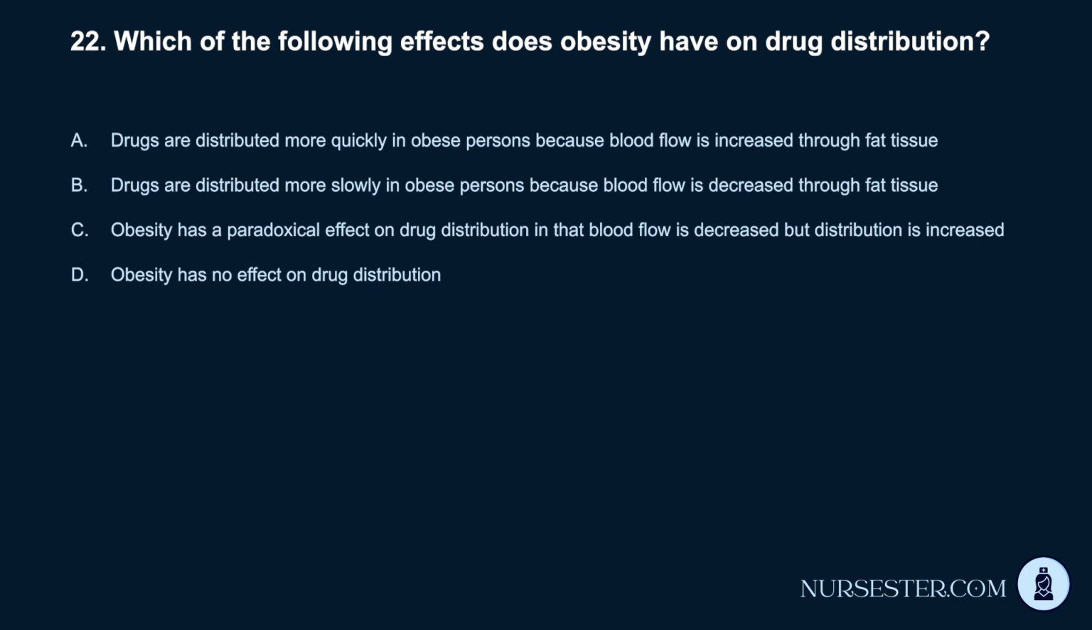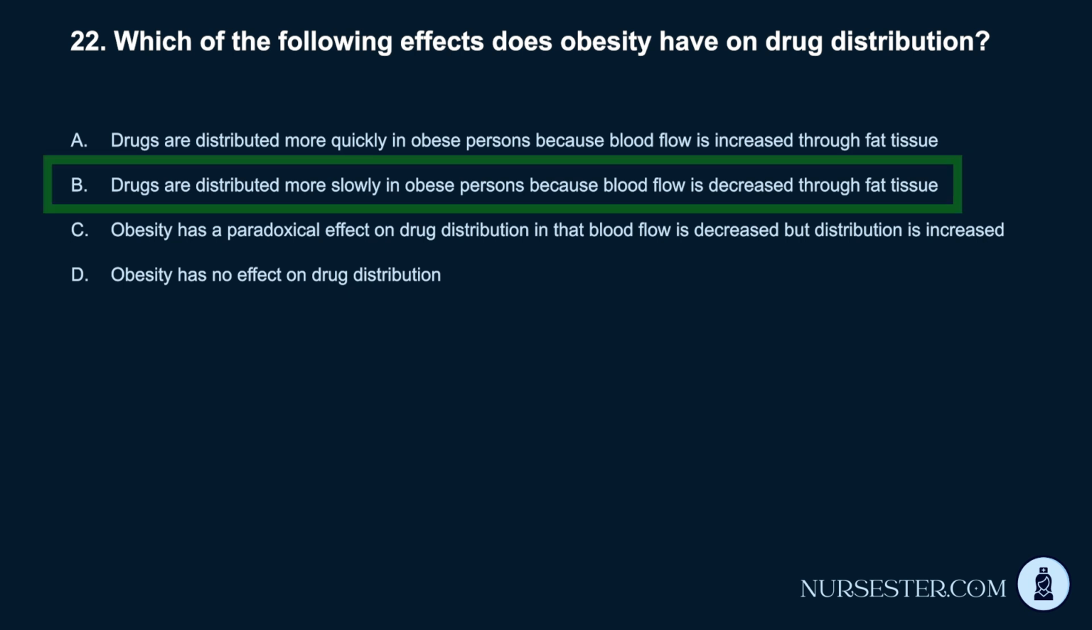22. Which of the following effects does obesity have on drug distribution? A. Drugs are distributed more quickly in obese persons because blood flow is increased through fat tissue. B. Drugs are distributed more slowly in obese persons because blood flow is decreased through fat tissue. C. Obesity has a paradoxical effect on drug distribution in that blood flow is decreased but distribution is increased. D. Obesity has no effect on drug distribution. Correct answer: B. Drugs are distributed more slowly in obese persons because blood flow is decreased through fat tissue.